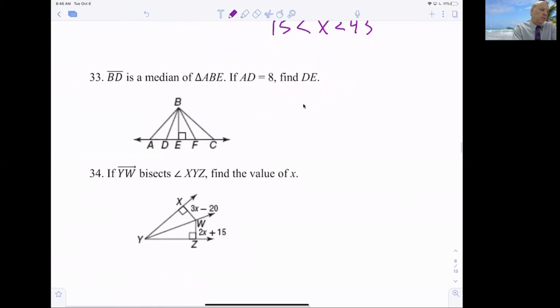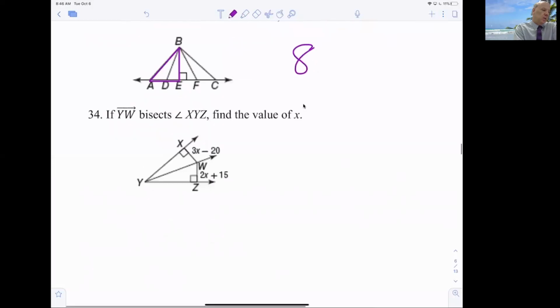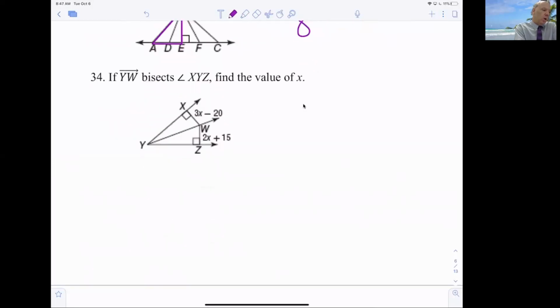All right, BD is the median of triangle ABE. So I'm going to highlight ABE. If that's the median, if AD is 8, then DE is what? 8, right? That's just understanding the terms. YW bisects. So what's true about those two sides? They're equal. So X equals what? X equals 35. Everybody okay with that?